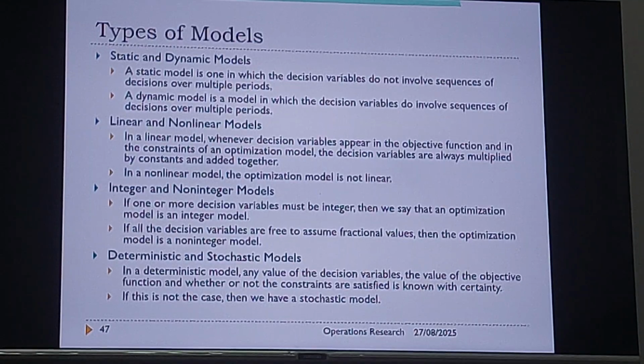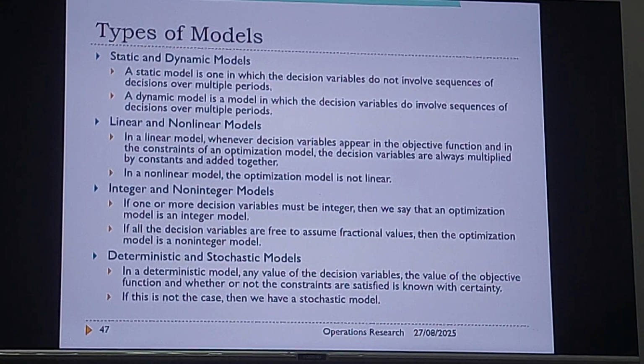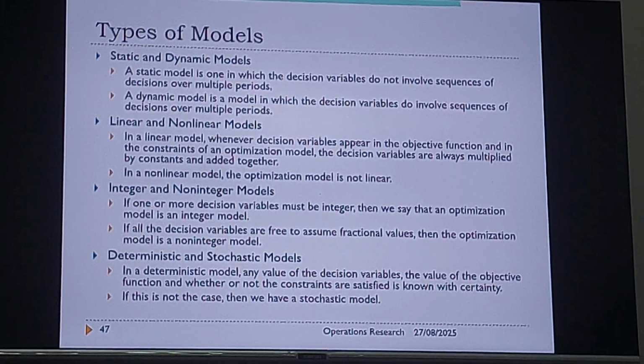Non-linear. Integer, non-integer. Mostly it is non-integer, which means decimals are fine. For integer, you only have 1, 2, 3. Actually, finding the integer solution is more difficult than non-integer. Deterministic, like I said, everything is determined. Stochastic, there is a probability or uncertainty. But static and dynamic is also a different sign.